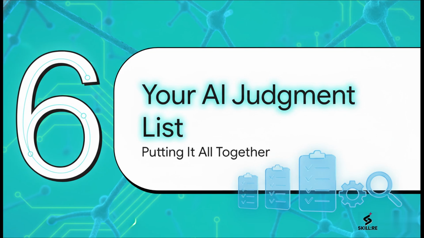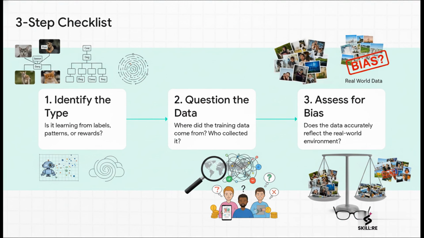Okay, so let's pull all of this together into something you can actually use. Here is a simple checklist you can run through in your head anytime you're evaluating an AI solution or just trying to figure out why it's behaving the way it is. Here it is, just 3 simple steps. First, identify the learning type. Is it running on flashcards? Is it finding hidden patterns? Or is it learning from rewards? Knowing the engine tells you what it's good at and what its limits are.